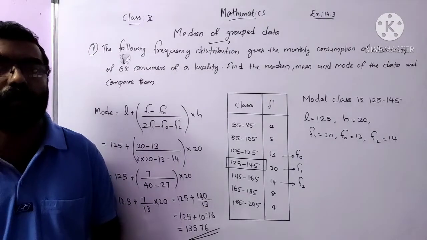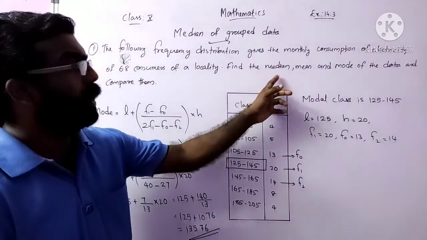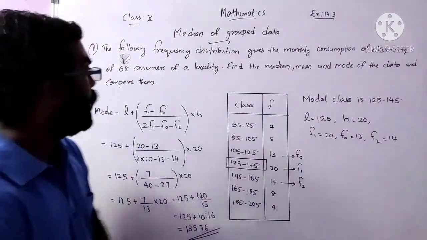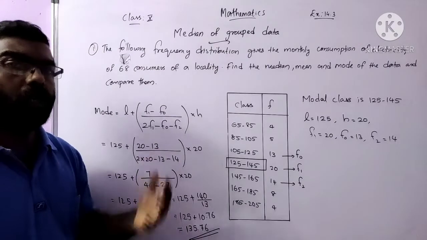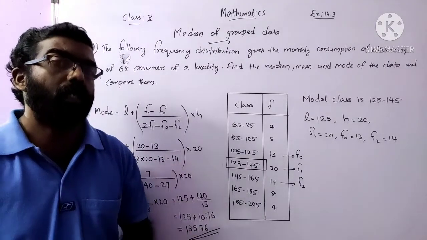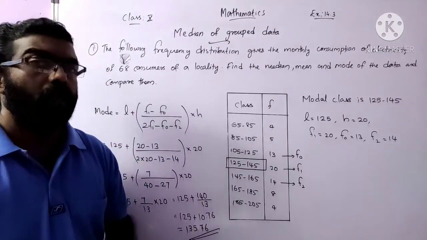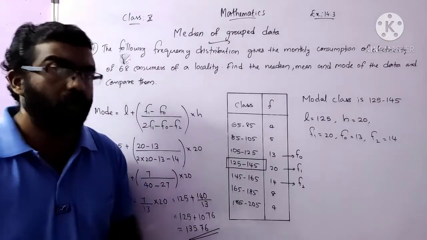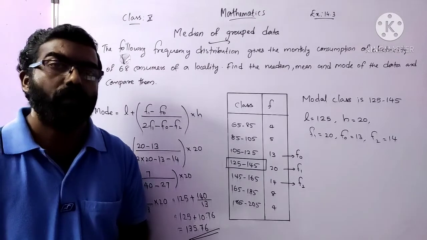Okay. Here the question is find median, mean and mode of the data and compare them. While comparing mean, median and mode, we can identify that the three measures of central tendency are approximately the same in this question. That's our conclusion. Clear?